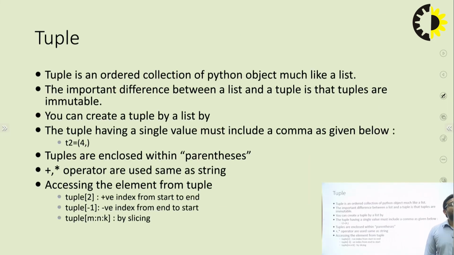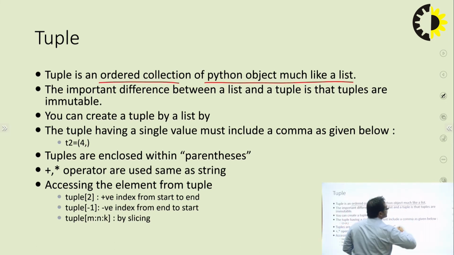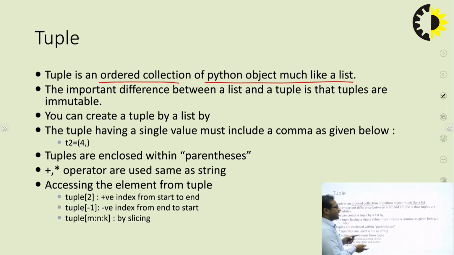Okay, tuple. The next data structure is tuple. Let me discuss tuple. A tuple is also an ordered collection, just like a list, a Python object much like a list. But the only difference is that it is created using parentheses, like these brackets, whereas a list uses square brackets. That is one difference.